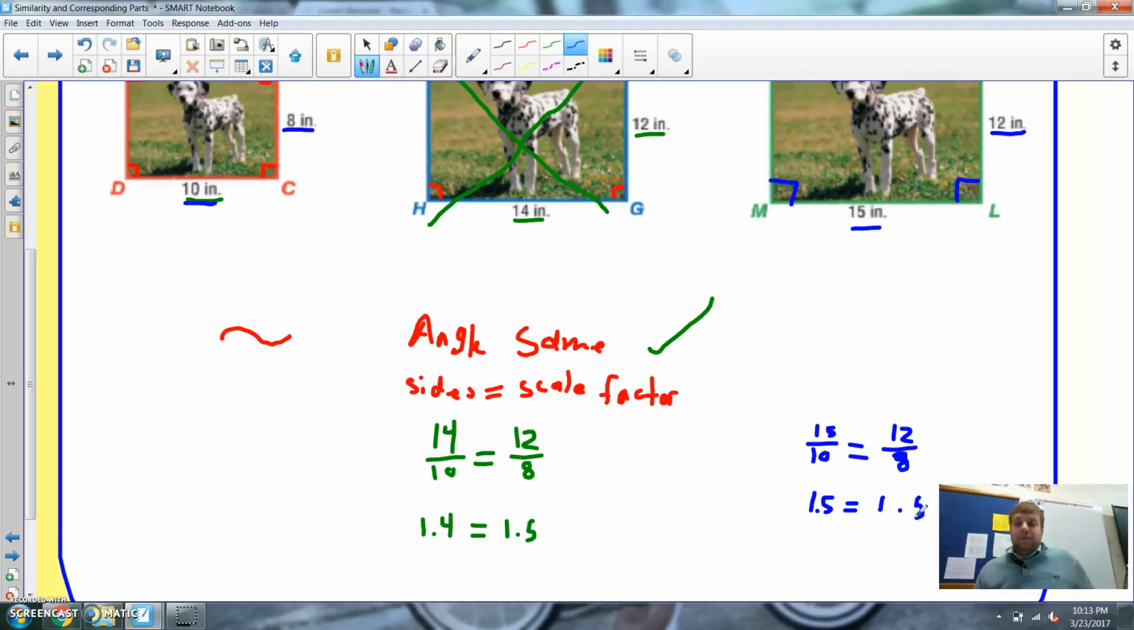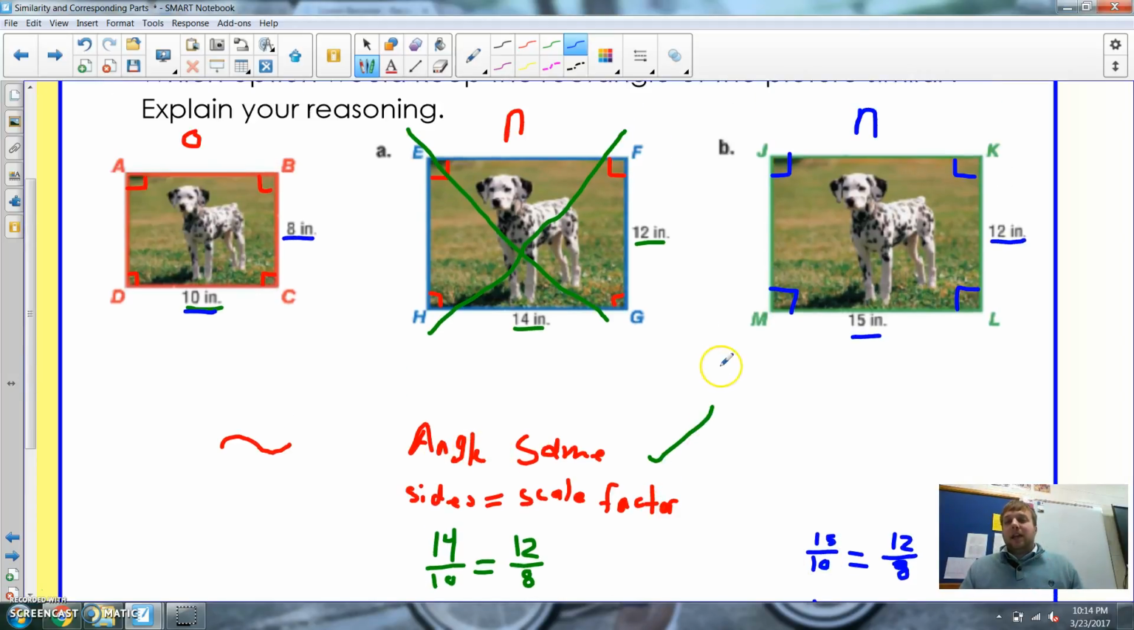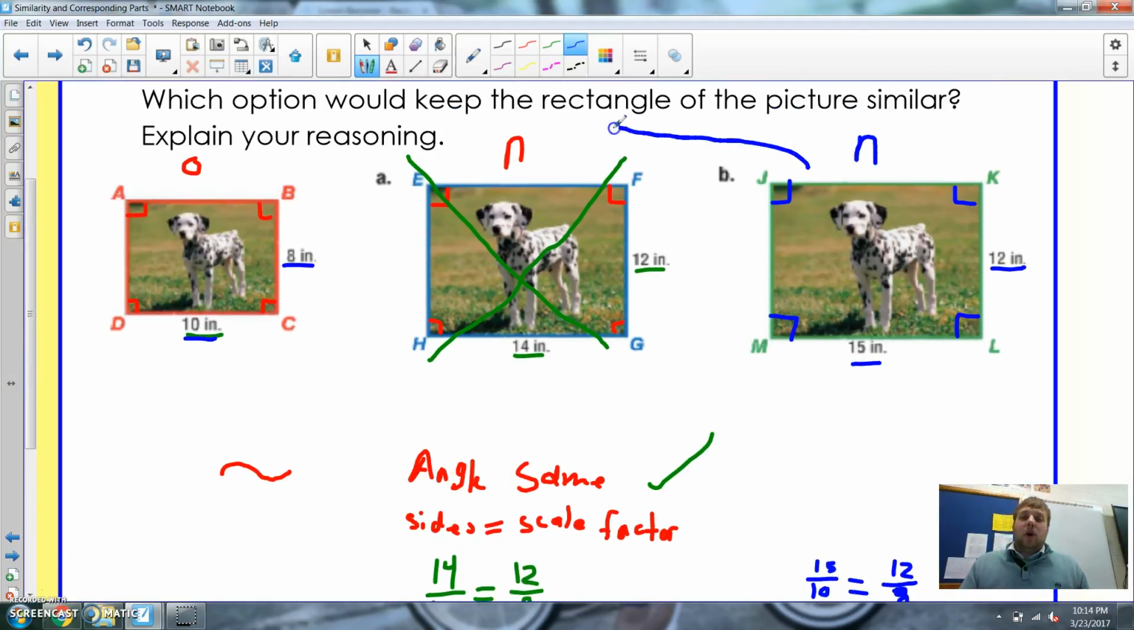So the sides have the same scale factor. The angles are the same. So these two, ding, ding, ding, ding, ding, are similar. Woo! Yeah, raise the roof. Raise it, raise it, raise it. Okay. Those two are similar. All right, and that's all you got to do to check similarity. Make sure the angles are the same and that the sides are proportionate. It's a good little review, wasn't it?